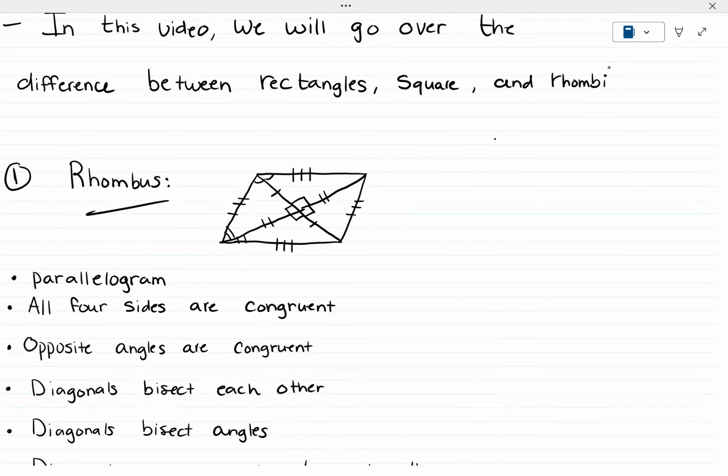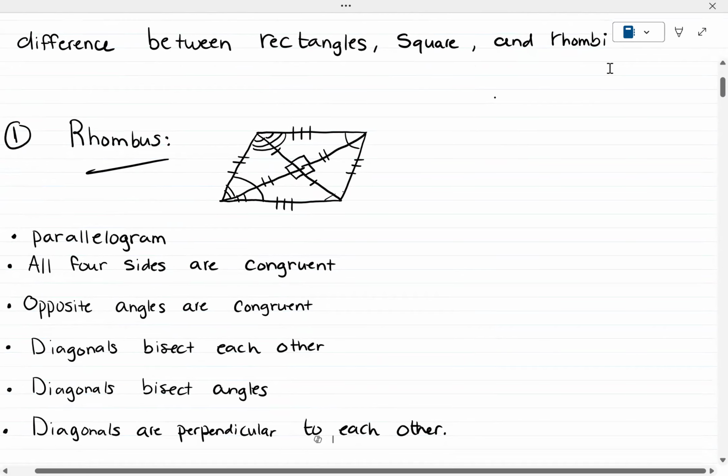Opposite angles are congruent. As you can see, this entire angle is congruent with this entire angle, and this angle here is congruent with this angle. Diagonals bisect each other, and diagonals bisect angles. If you look carefully at the diagonals, they form a 90-degree angle. So diagonals are perpendicular to each other.